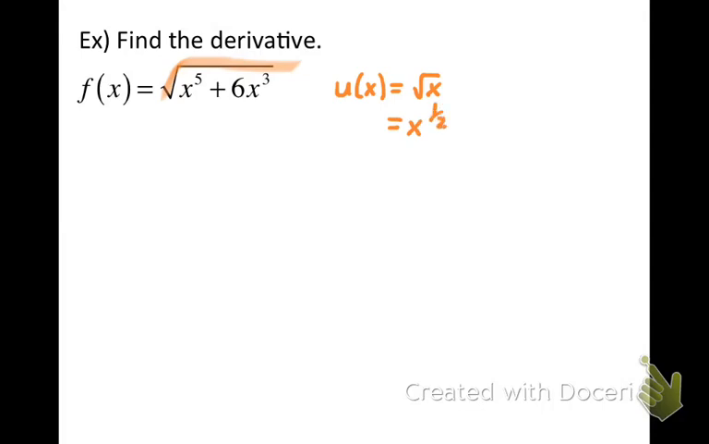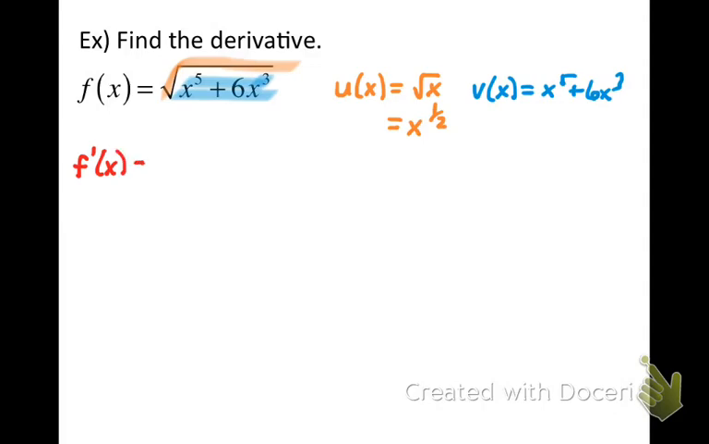write as x to the 1/2 power. And then the inner function is what you see inside of, obviously, the square root function, x to the fifth plus 6x cubed. And so that would be our v of x according to the chain rule. So we would say that v of x is equal to x to the fifth power plus 6x cubed. All right, let's use that to find f prime of x.